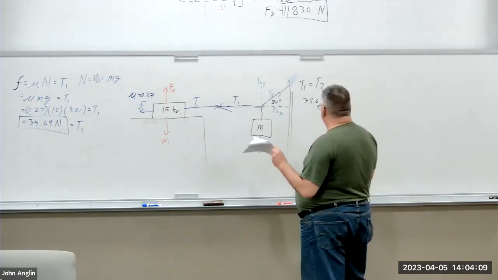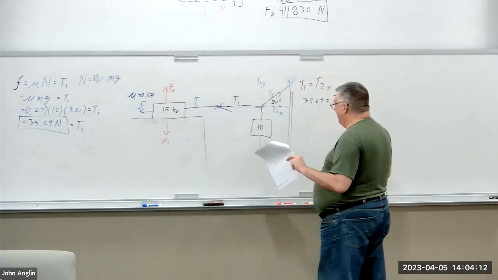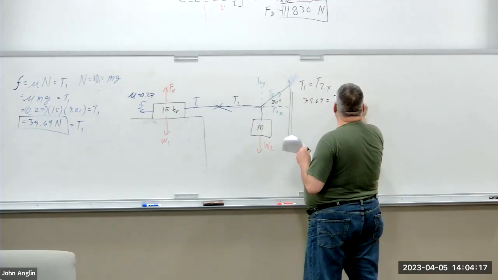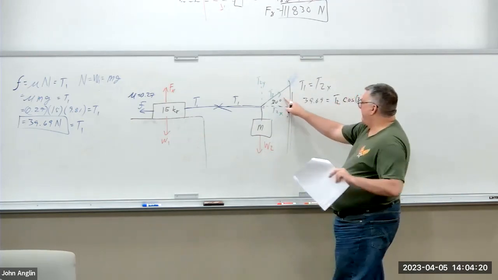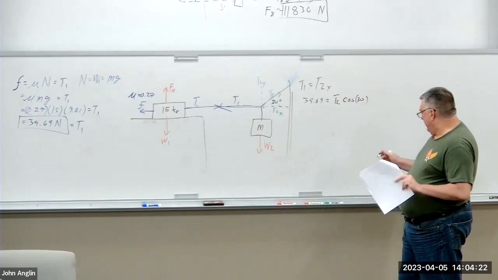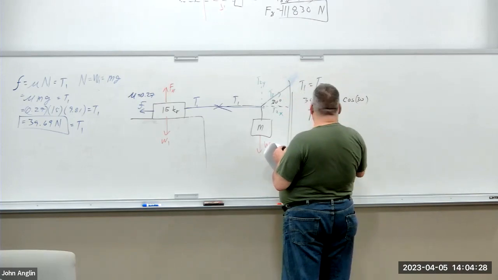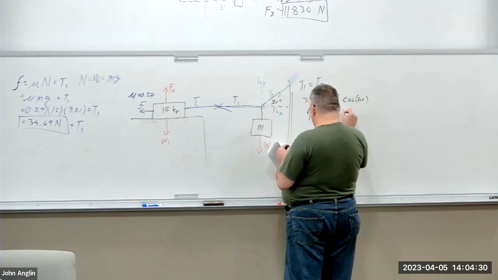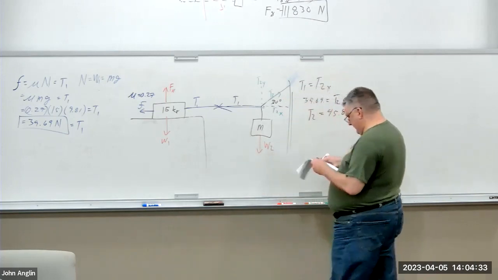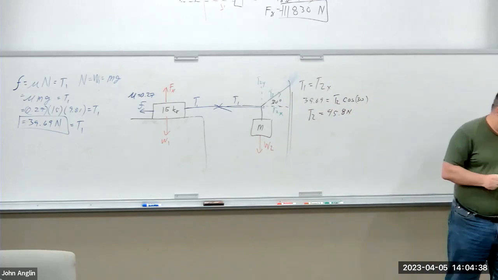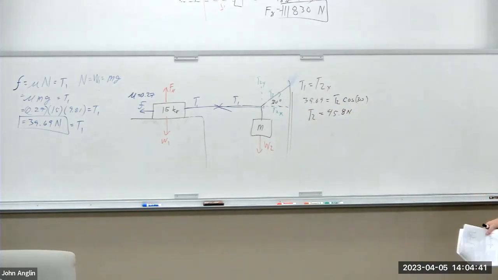Well, T2 in the X direction has got to be the total magnitude of T2 times the cosine of 30, because we know that's 30 degrees. So what did we just find? We found that T2 is equal to 45.8 newtons. We're close, right? So we've just balanced all the forces in the X direction. Now we have to balance all the forces in the Y direction.